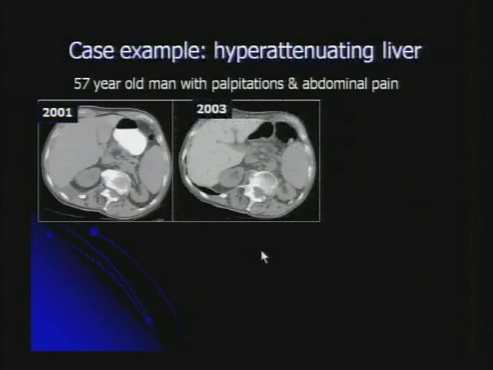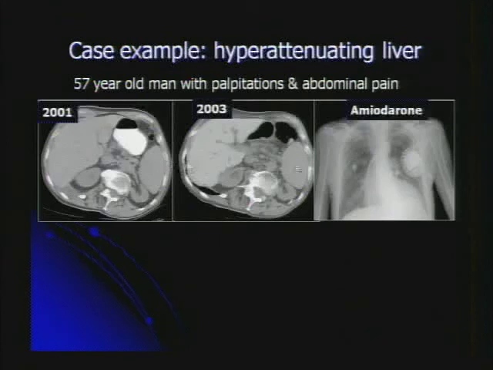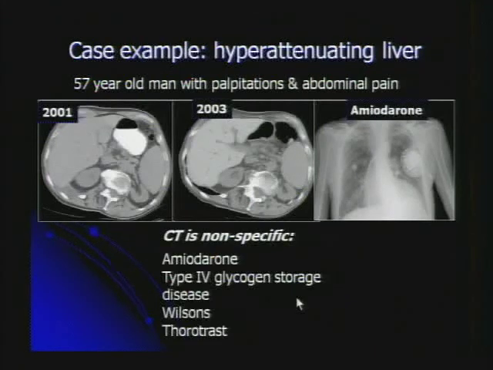Here's just an example of a patient who had a hyperattenuating liver, presented over time, has a pacemaker. This is due to amiodarone. So on CT, you can see liver iron due to increased attenuation, but there are other causes of increased liver attenuation that you should have a short list of in your head.